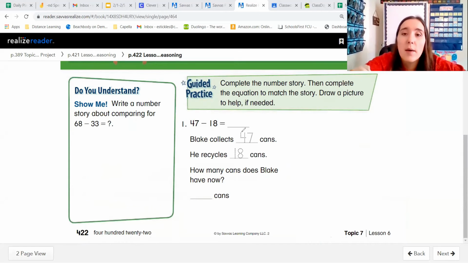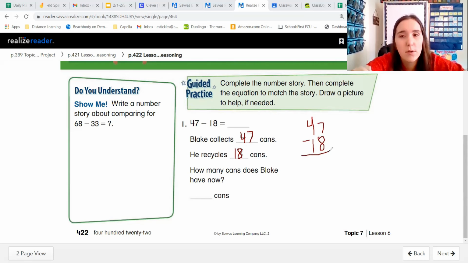So the story is Blake collects 47 cans. That's the beginning. That's how they start with 47. He recycles 18 cans. And 18 cans is what is being subtracted. Okay? How many cans does Blake have now? So we're doing 47 minus 18. I'm going to stack up my numbers to solve this one. You can pause and solve it however you'd like, though.